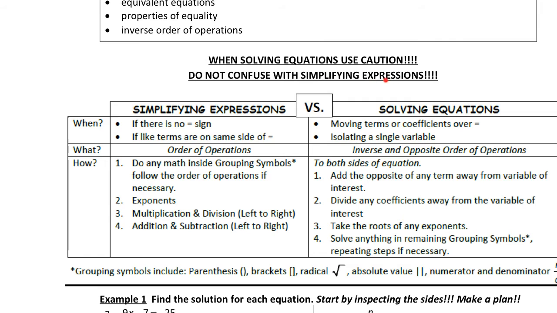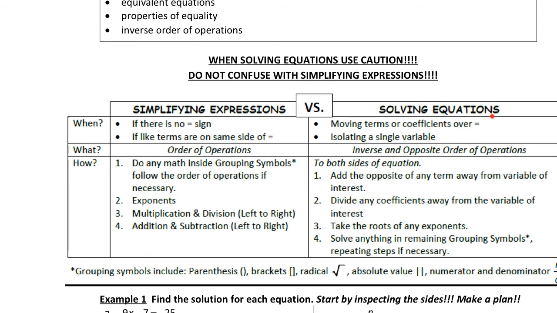Do not confuse with simplifying expressions. Simplifying expressions, that's when we use our order of operations. So when do you know to use this? If there's no equal sign, you're going to use your order of operations. If you're trying to simplify something on the same side of the equal, and we're going to get to that in the next lesson, then you use your order of operations.